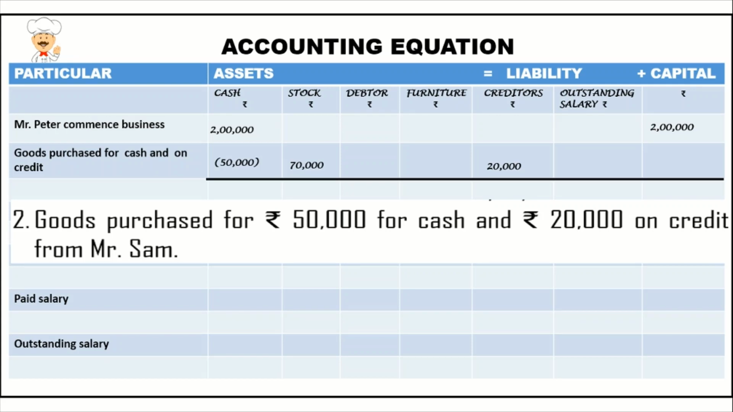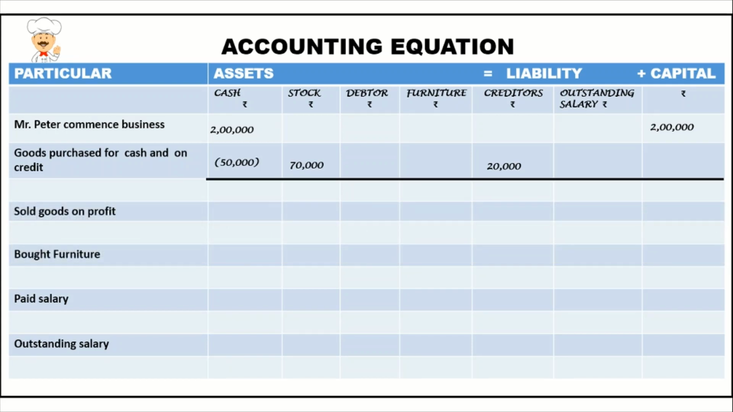Moving to the third one, but before that, we have to write a new equation. So after the second transaction, you will be adding and subtracting the figures and finding out the net result. You can see here, on the asset side there are two assets, cash 1,50,000 and 70,000 stock. On the liability plus capital side, it is 2 lakh and 20,000. So both the totals are equal.